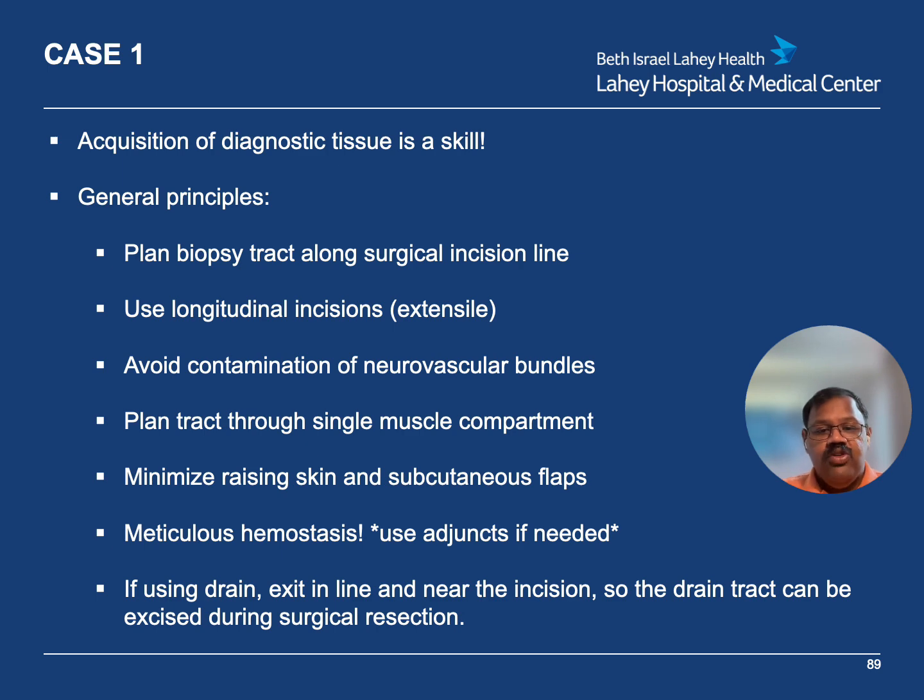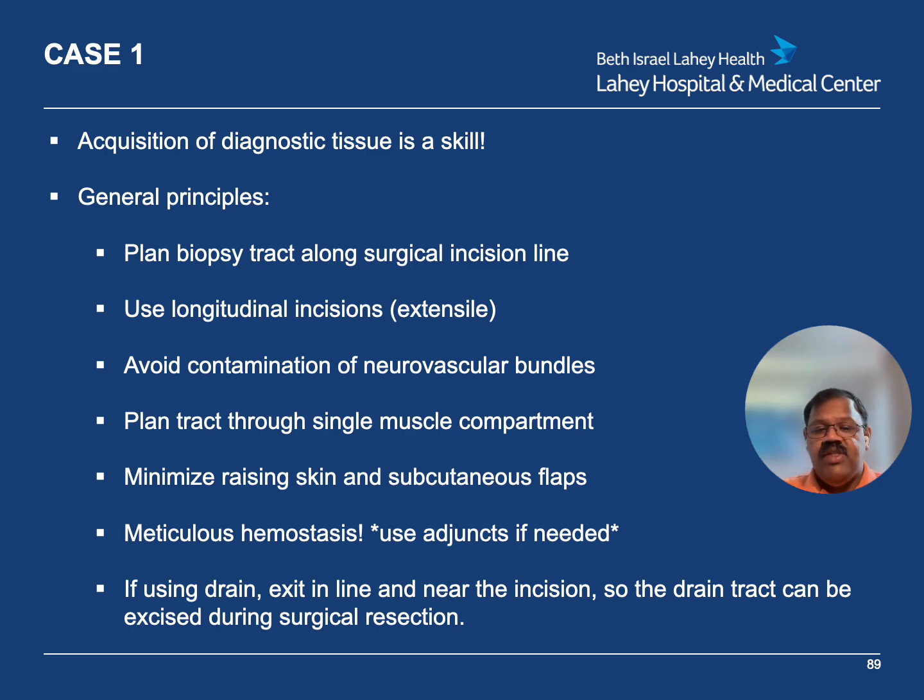You want to plan your biopsy tract through a single muscle compartment. This again goes back to my previous point. Contaminate only one compartment so that at time of resection, you can resect that compartment as well. Definitely, you also want to minimize raising skin flaps and subcutaneous flaps because this essentially creates additional potential space. And if the tumor is highly vascular and bleeds, you could see tumor cells into this area, and that can kind of expand the zone of involvement and need additional resection.